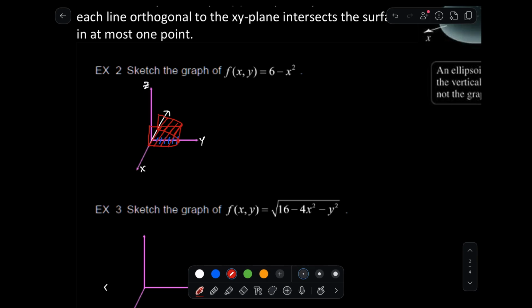Because again, your y isn't going to vary. You can just scale it up like that. Oh, shoot.